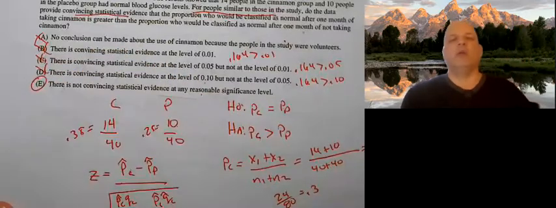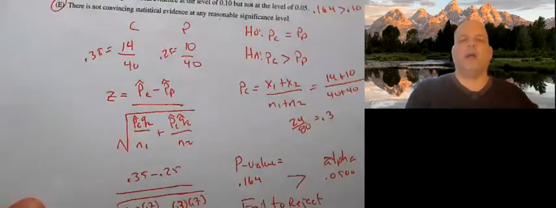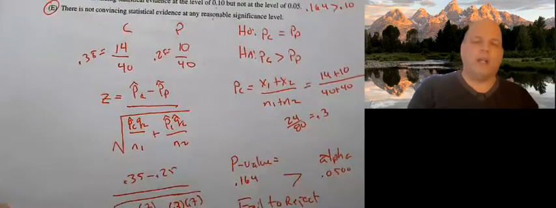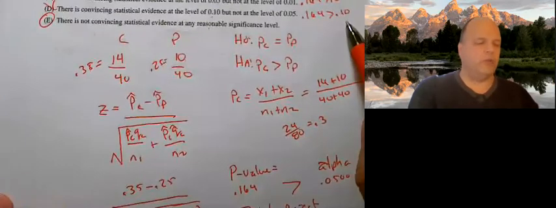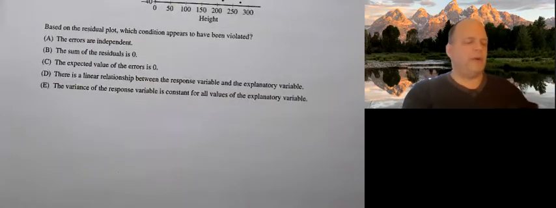That's correct. We'd have to get a very large alpha level. An alpha level of 0.2 would have been convincing, but we don't do that. About 0.10 is about the largest we ever use. Okay, number 35.